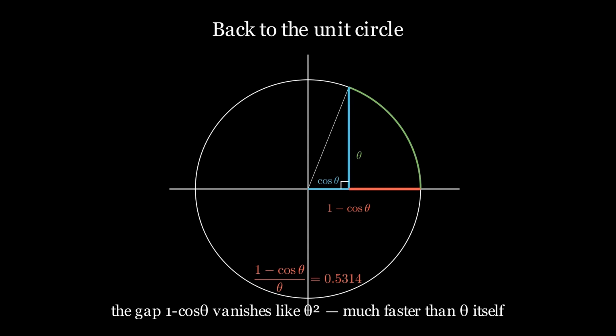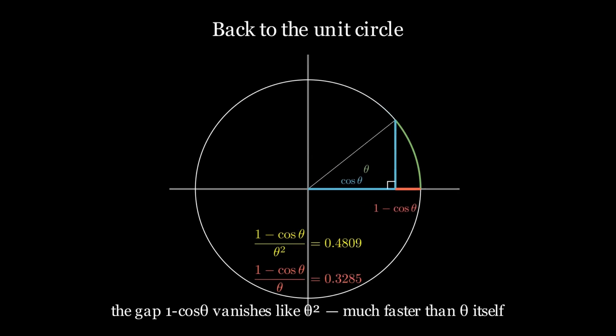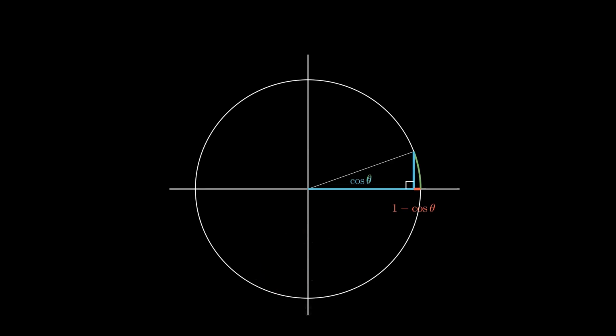Now watch two numbers update live as theta shrinks. The gap over theta keeps sliding towards 0, but the gap over theta squared settles down near 1/2, not 0. That's the tell. The gap isn't just shrinking, it's shrinking quadratically, like theta squared, which is much faster than theta itself shrinks. Let's zoom in and actually watch that race happen.